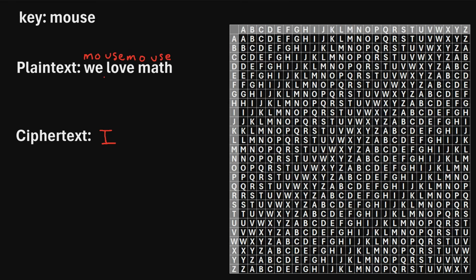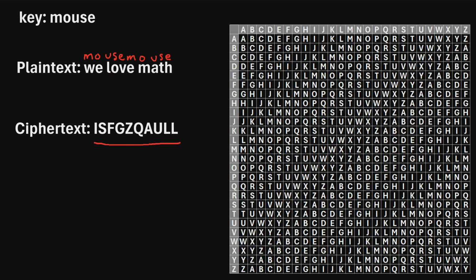And then we'll just repeat this process. So we'll move on to the next letter pair that we've made, which is O and E. So we'll find O among the row headers and E among the column headers, and we'll see where they intersect. So if we do that, we'll find that they intersect at the letter S. So S is our next letter in the ciphertext. So let's go ahead and write that. And we're just going to repeat this process for each letter pair. If you do that, you will find that this is what the ciphertext turns out to be. So that's how you can encrypt plain text using the Vigenere cipher.